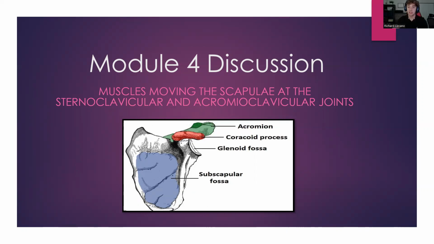Now, to the next movement, which would be protraction or abduction. Protraction, also known as abduction, refers to the forward movement of the scapula away from the spine. This movement primarily occurs at the AC joint as well.